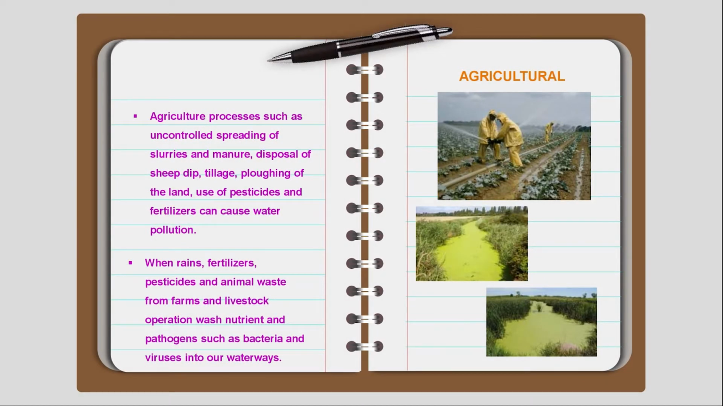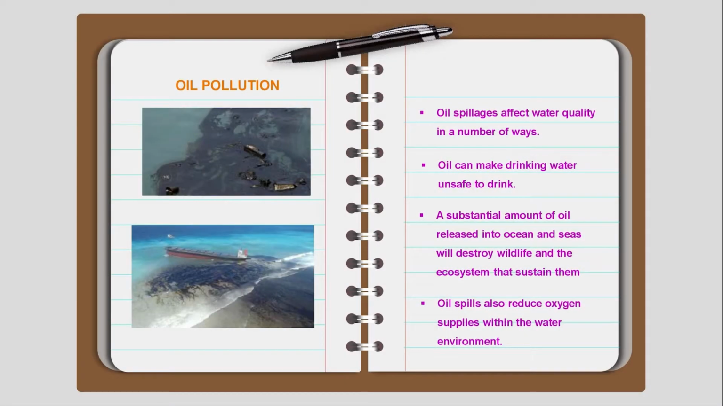Agriculture processes such as uncontrolled spreading of slurries and manure, disposal of sheep dip, tillage, ploughing of the land, and use of pesticides and fertilizers can cause water pollution. When it rains, fertilizers, pesticides, and animal waste from farms and livestock operations wash nutrients and pathogens such as bacteria and viruses into our waterways.